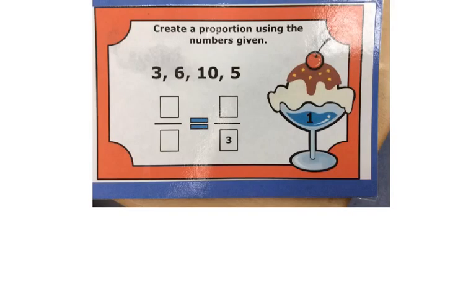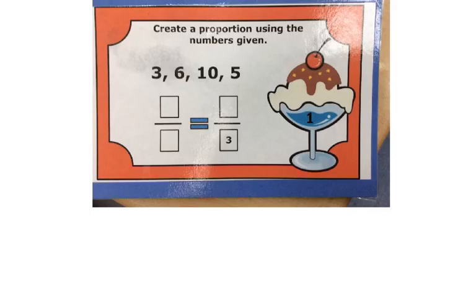With these task cards, we are going to be arranging numbers so that they make true proportions. So here's what the task card looks like. In this example, I have 3, 6, 10, and 5, and I need to place these so that the two ratios are equivalent. They've already placed the 3 for you.